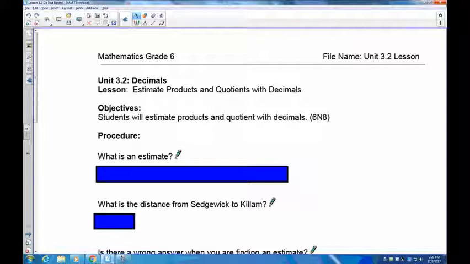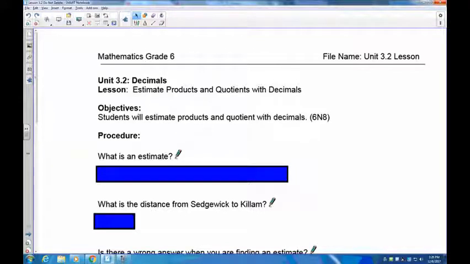This is lesson 3.2. In this lesson, you're going to estimate products, which is the answer to a multiplication question, and quotients, which is the answer to a division question. And these estimates are going to be working with decimals. So what I'm going to be doing basically is I'm going to give you a divide question and a multiplication question with decimals, and I want you to estimate the answer.